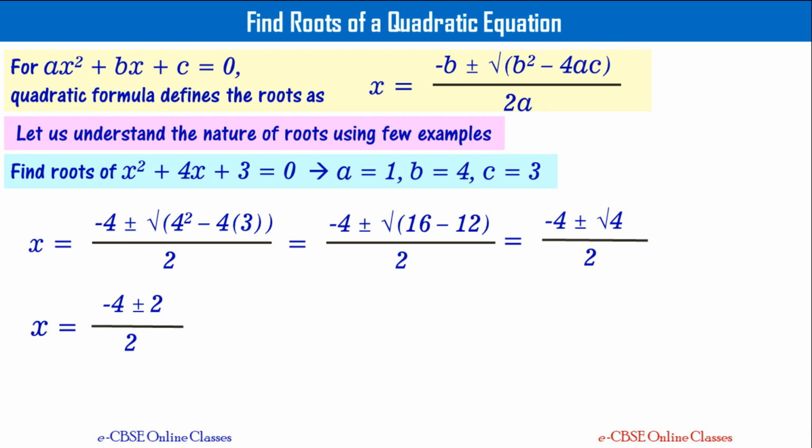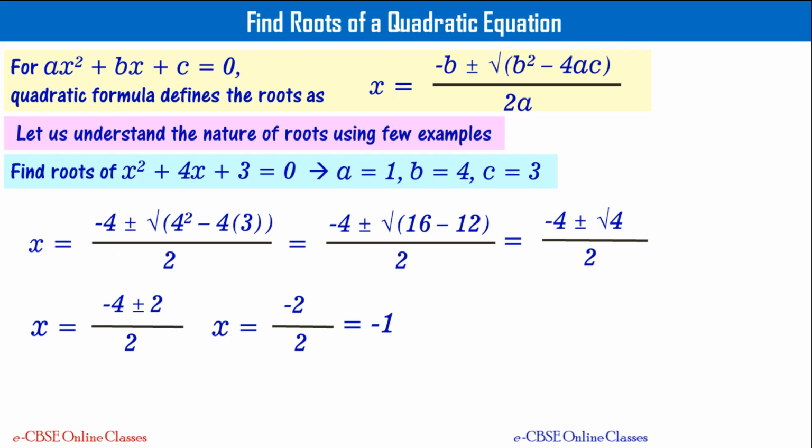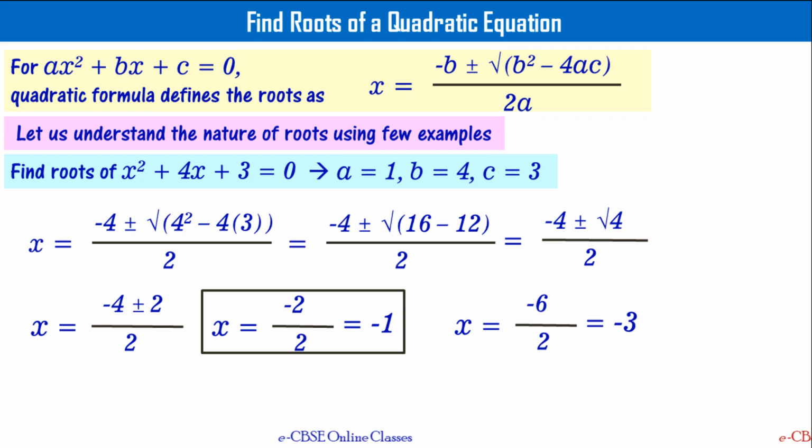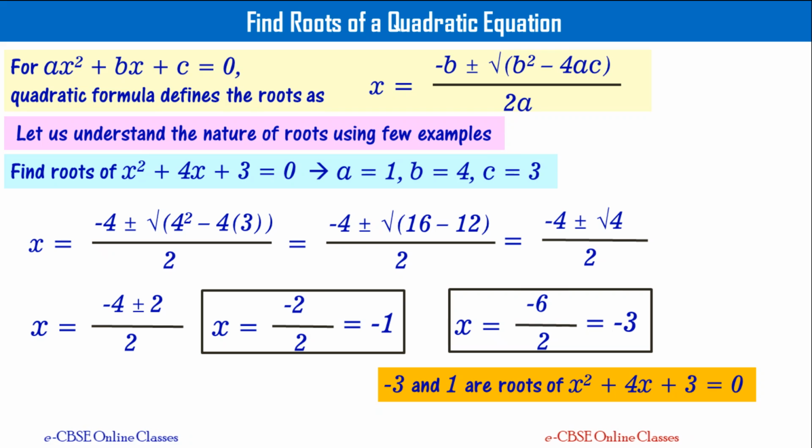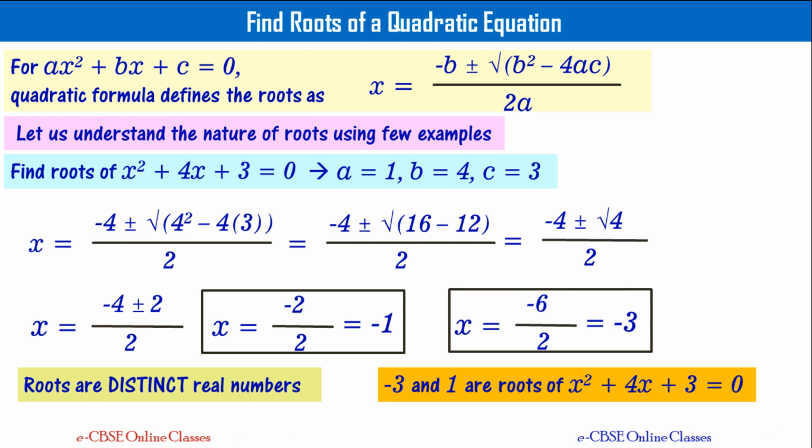This can be further simplified and be written as x equal to minus 4 plus or minus 2 divided by 2, right? It means x can be written as minus 4 plus 2 divided by 2, that is equal to minus 1, or x can be written as minus 4 minus 2 divided by 2. It means x equal to minus 6 by 2, that is equal to minus 3, right? So now you can say that minus 3 and minus 1 are roots of x square plus 4x plus 3 equal to 0, right? If you observe the roots, another thing you can point out is roots are real numbers, but they are distinct. Please take a note of that.